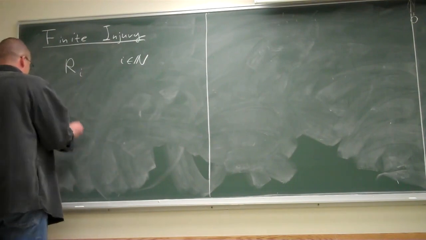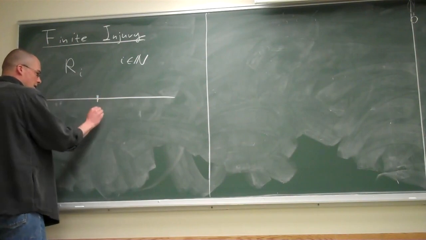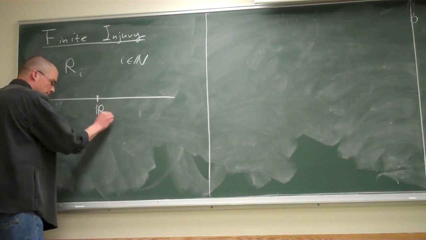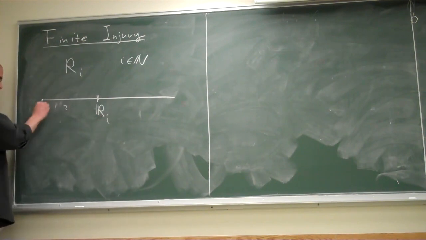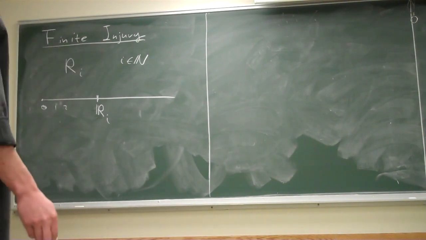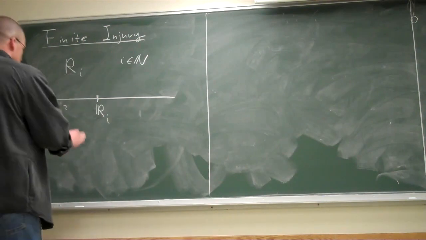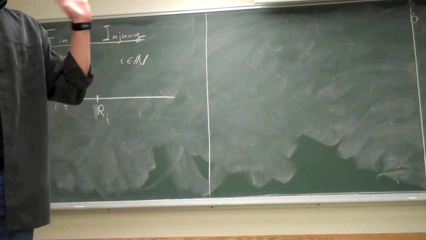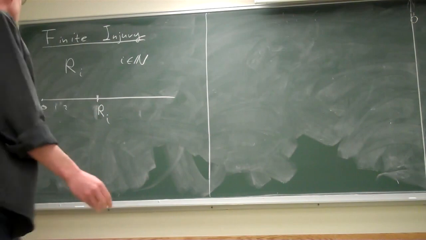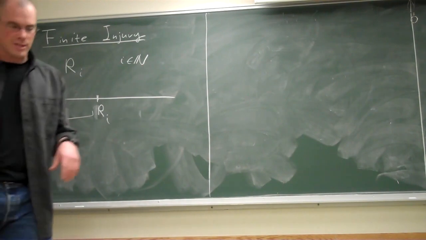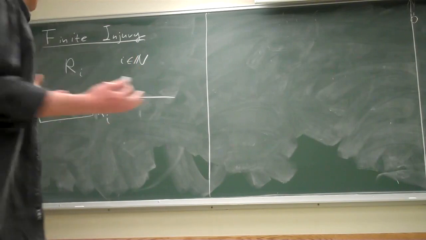So what does that mean? Well, here's your requirement Ri: 0, 1, 2, and your requirement Ri gets to do whatever it pleases, as long as it doesn't injure the higher priority requirements. Injuring a higher priority requirement is something that is part of the strategy.